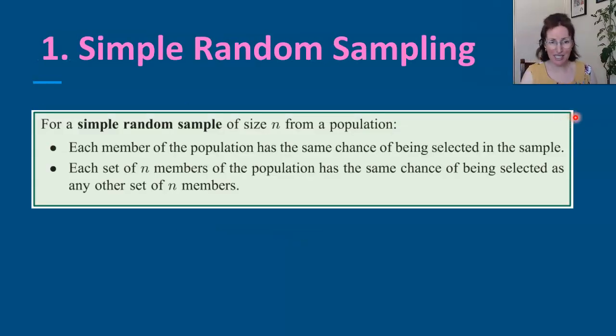So a simple random sample of size n from a population. Each member of the population has that same chance of being selected in the sample. Try and keep in your mind the idea of the year levels within a high school. So if you're in year 11, and we want to survey people within the year 11 cohort, how could we randomly select that sample and make sure that each one has the same chance of being selected, and that each set of n members of that population has the same chance of being selected as anybody else.